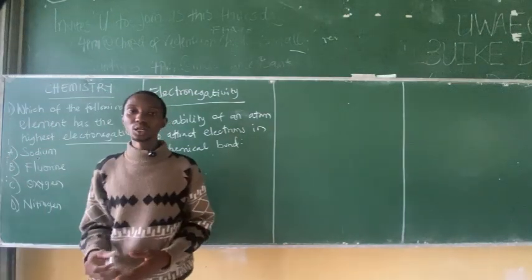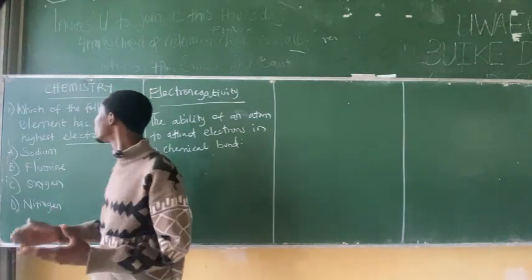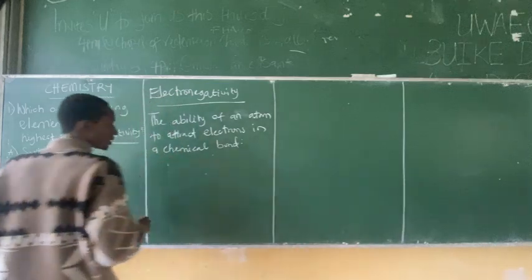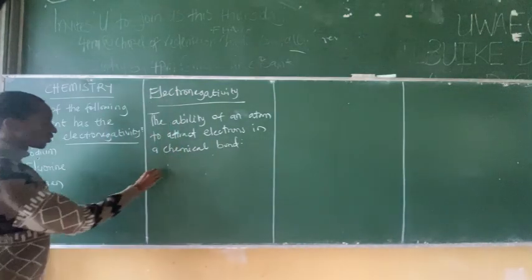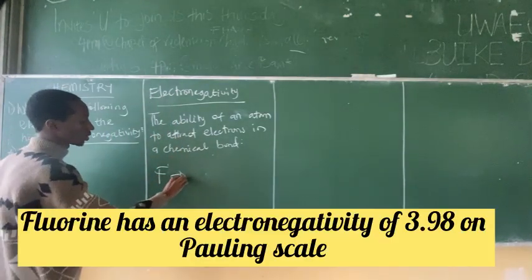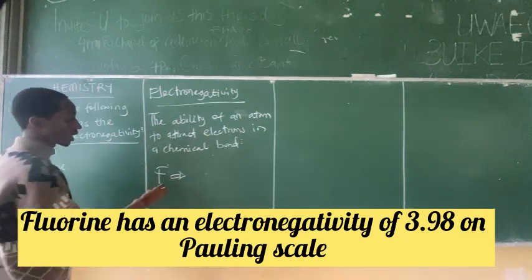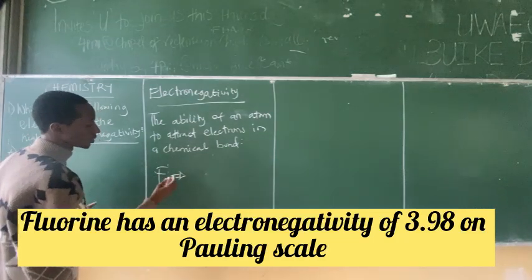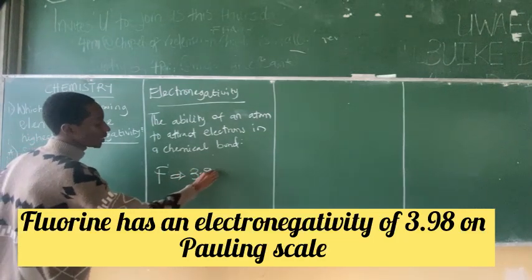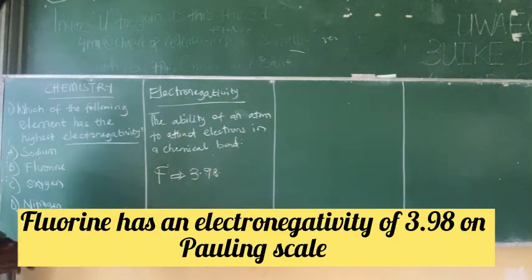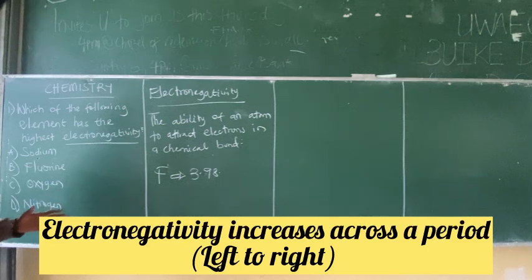Now, on the periodic table, the electronegativity of fluorine is 3.98. Fluorine, on the Pauling scale, has an electronegativity of 3.98. Don't forget, electronegativity increases from left to right on the periodic table.